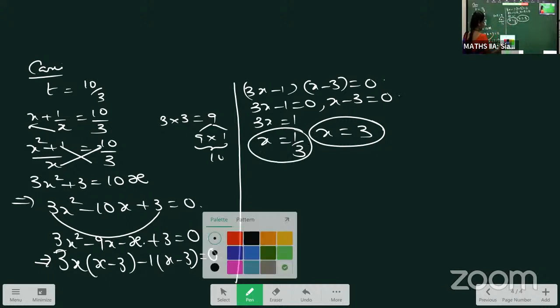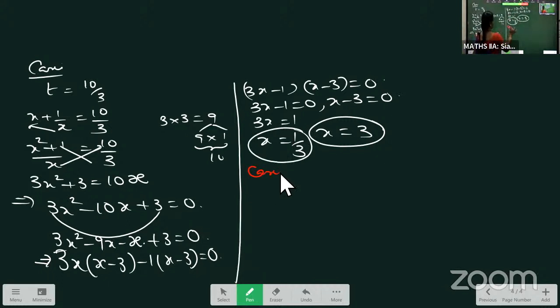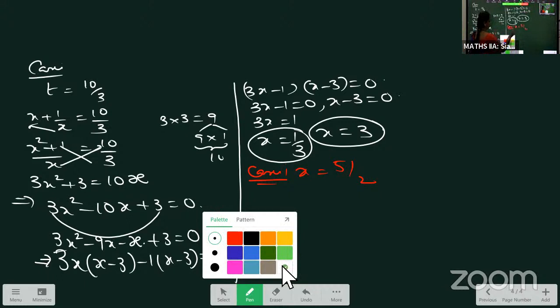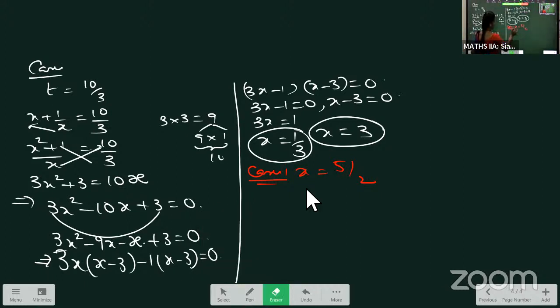Let us go for case 2. Coming to case 2, x is equal to 5 by 2, I think. So let us go for that again. Sorry, t is equal to 5 by 2.